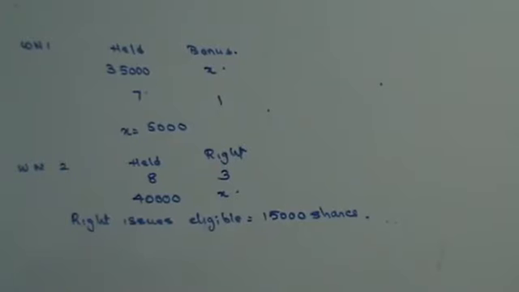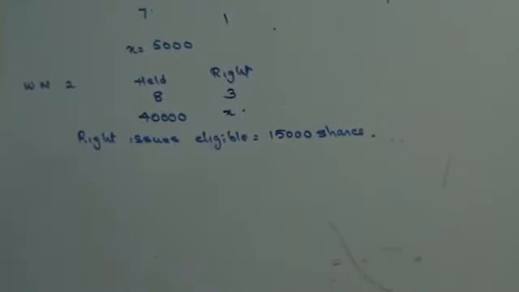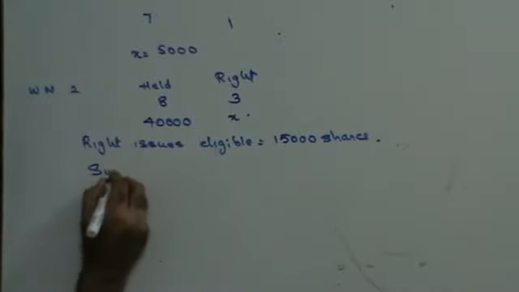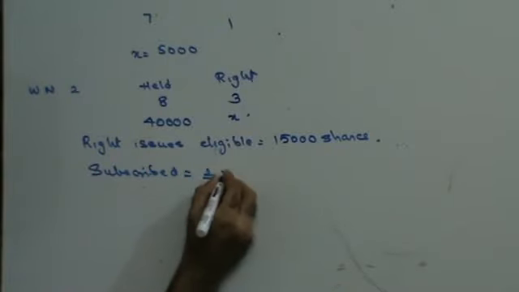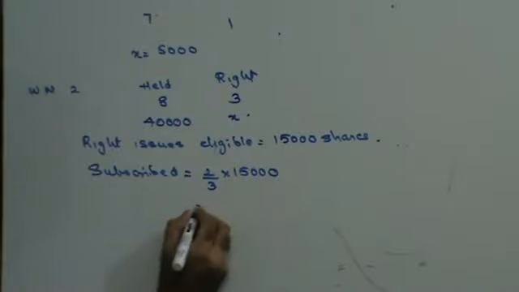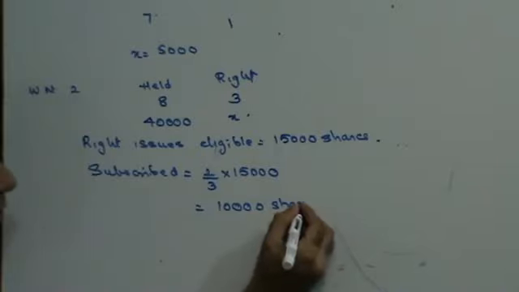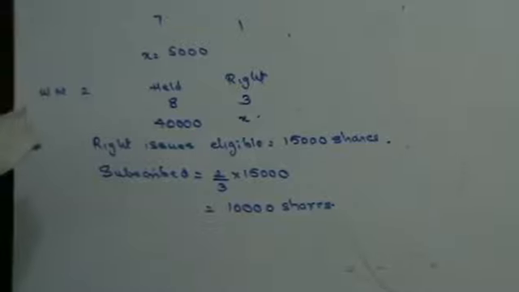On 31st August, the company made a rights issue in the ratio of 3 shares for every 8 shares held on payment of 15 per share. The due date for payment was 30th September. Mr. Mayur subscribed for 2/3 of the rights issue. So how much have you subscribed for? You have subscribed for 2/3 of the rights issue. That means 10,000 shares, you have subscribed for 10,000 shares, right?